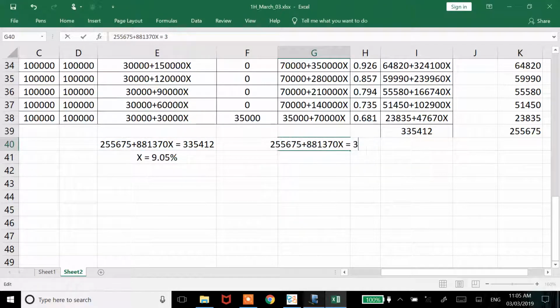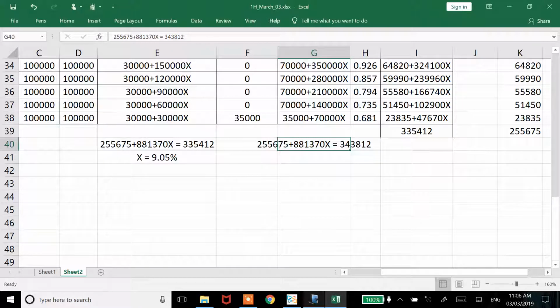The earlier total was 343,812. When we did the original loan evaluation, if you substitute in this equation, you will get x equal to 10%. Whatever was the rate, instead of writing the rate, we have put an x and got a structure. The structure says my final outflow is going to be 255,675 plus 881,370x, equal to 335,412. In that process, x is equal to 9.05%. For the original 343,812, x is equal to 10%.